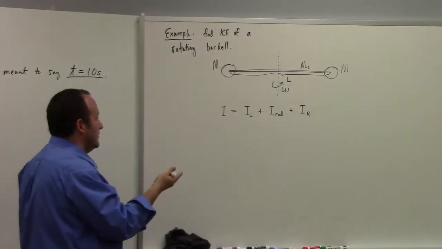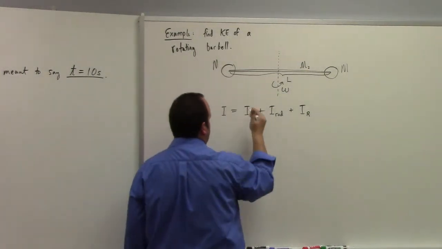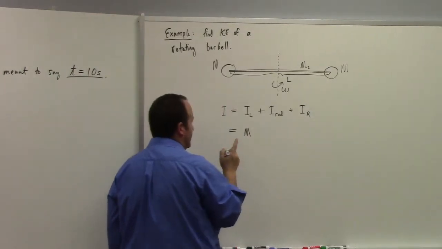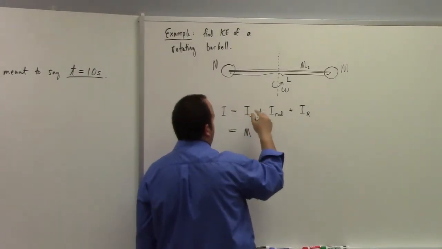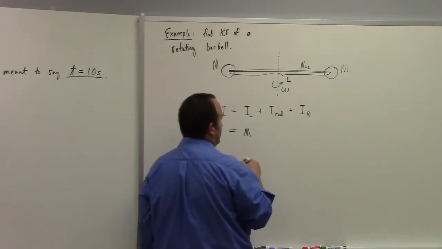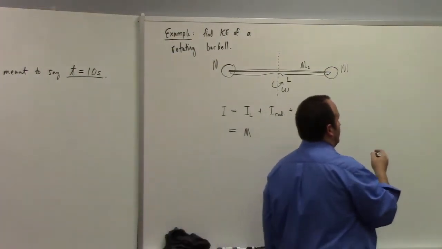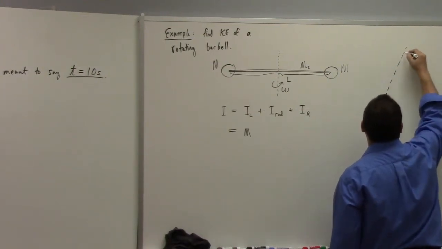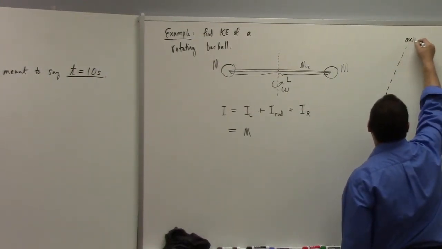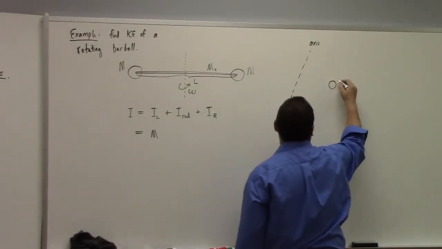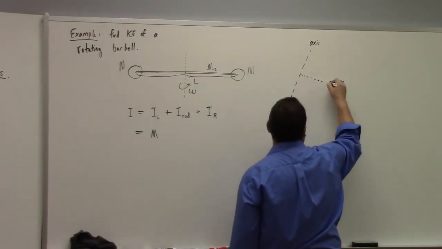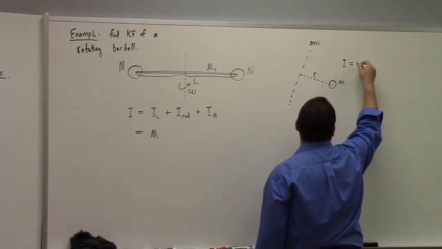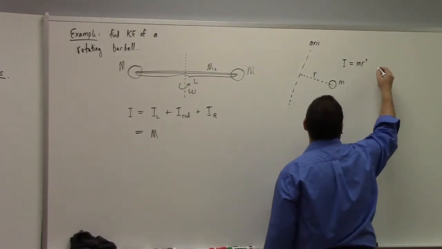So what's the moment of inertia for masses? Well, the moment of inertia for a mass is m times the distance from the axis of rotation squared. What's the distance? This is one of our rules. If we have an axis of rotation like this, and I've got a mass m out here, whatever that distance is, let's say r, the moment of inertia for m is just mr squared. So this is the moment of inertia for a point mass.